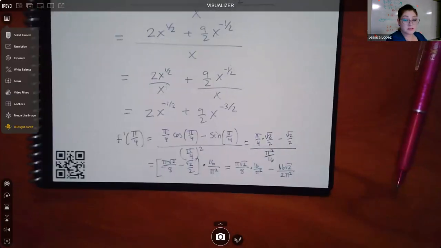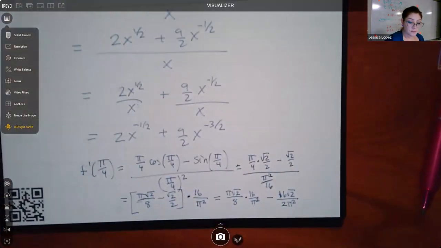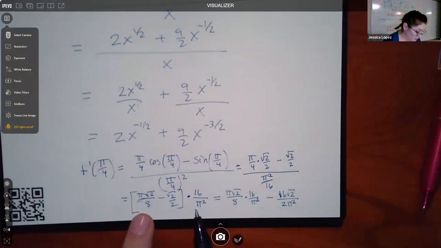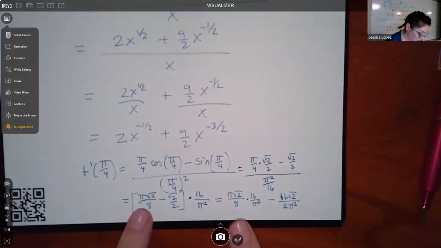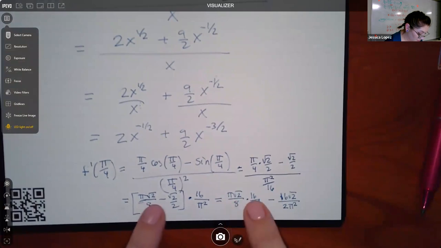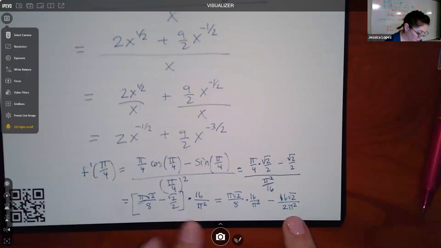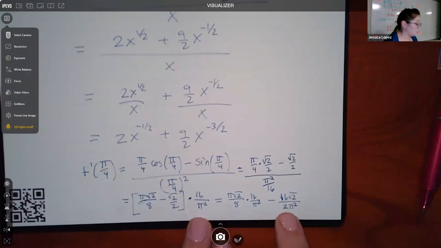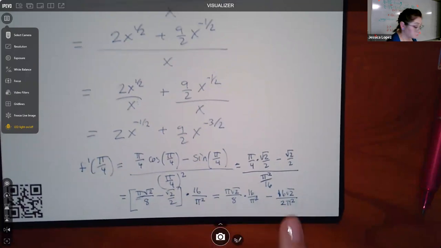Let me zoom in a little bit because I know it's real tiny. So these two multiplied together is just going to be that numerator times this numerator, this bottom times this bottom. When you multiply that times that, you just get 16 square root of 2. When you multiply this times this, it's just 2 pi squared, right?